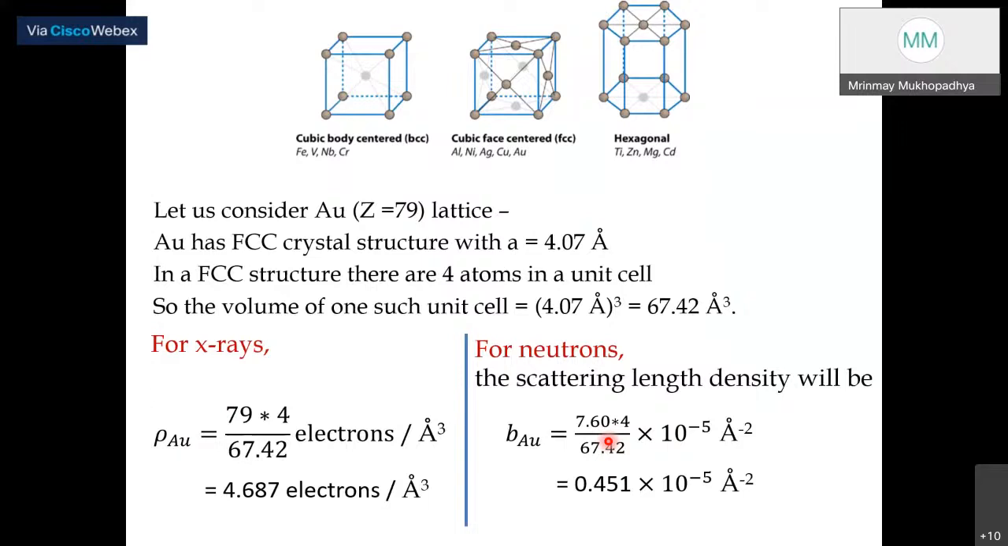Then I did the same thing. I told you that suppose I have a body-centered cubic crystal like gold or BCC like iron or cadmium. Then I can calculate the rho electron by this process, and I can also calculate the scattering length density for the neutron by this calculation. These are very simple methods of calculation, and then you can easily get delta and beta of a material.